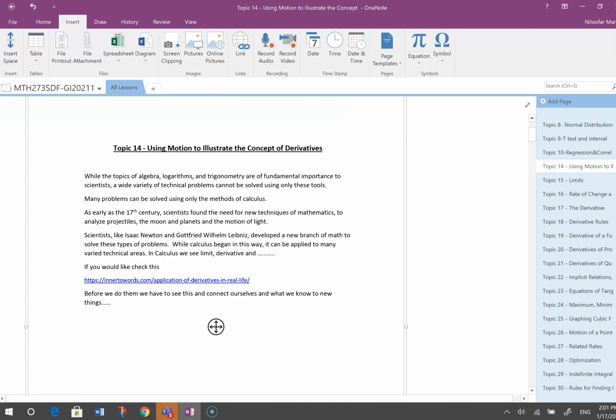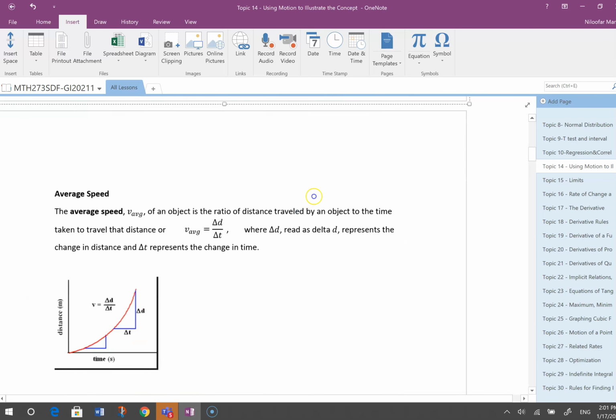Okay, so topics of algebra, logarithm, trigs, they answer many questions in mathematics. They are so fundamental that they answer many questions for us. But there are other questions that we need calculus to answer. By calculus, I mean deep understanding of functions and limits and derivative, integral, application of derivative, application of integral. Before we go to those topics, we want to see this.